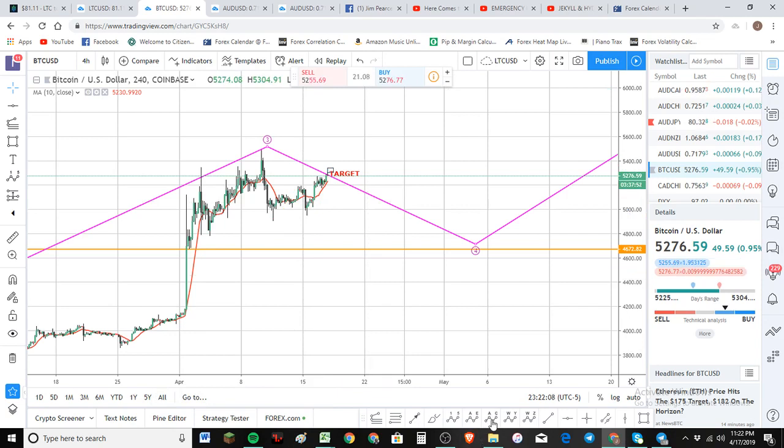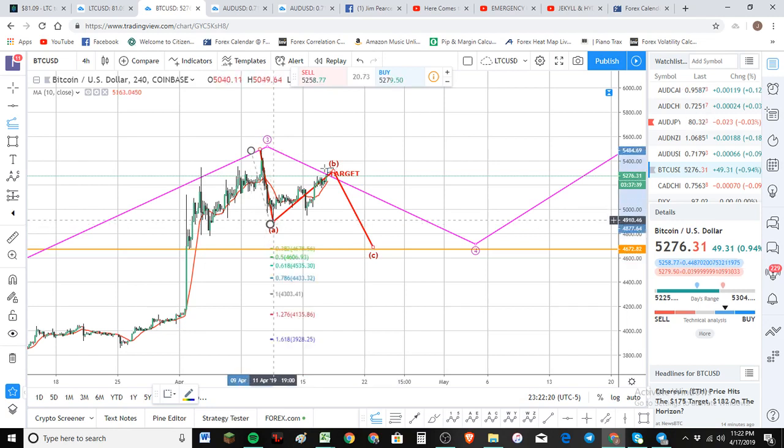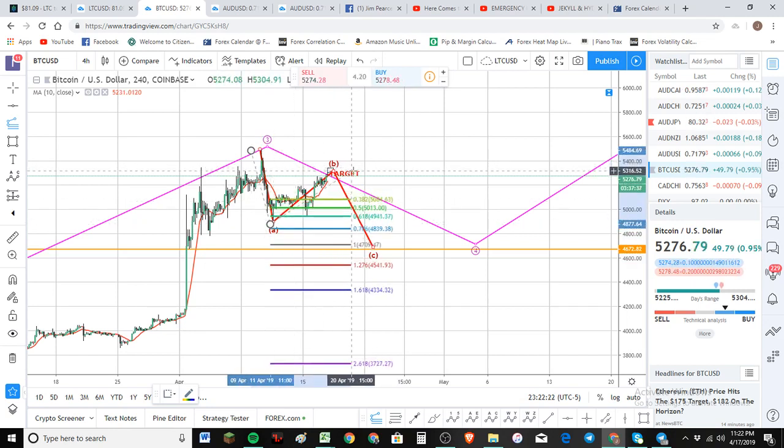So we should have an ABC. So we said that's 5 waves for A. There's 3 waves finishing up for B. We should be coming down here for C. Now, how do we get that target? Remember, we take our fibs, top to bottom to top, and somewhere in this ballpark right there.